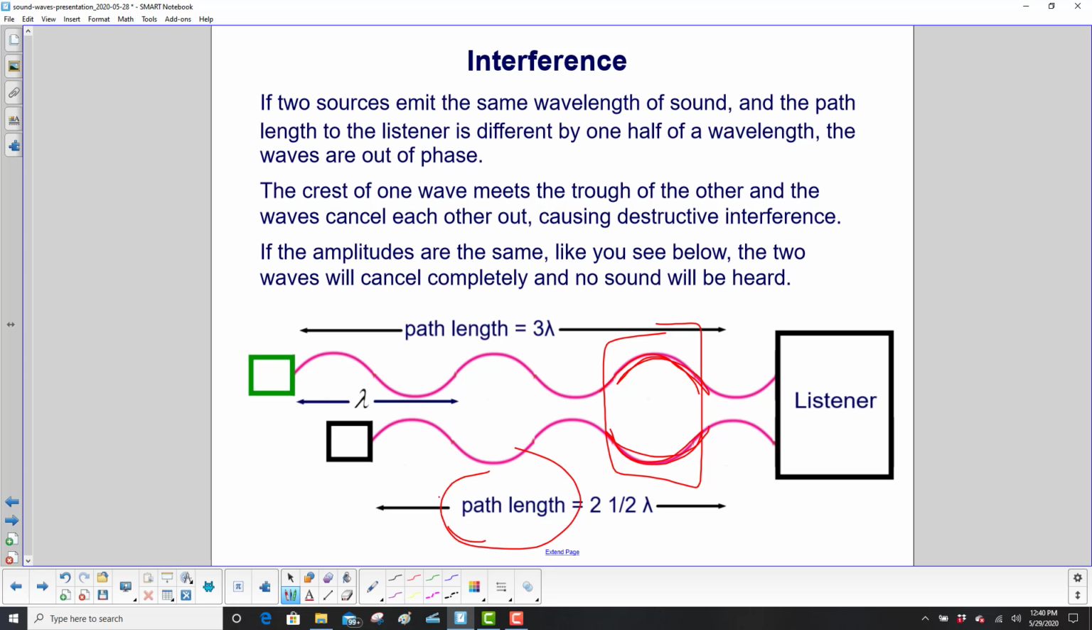So what have we done here? We've changed the path length between the two speakers. They have different path lengths to the listener. And in this case, the listener won't hear anything, at least at that particular wavelength.